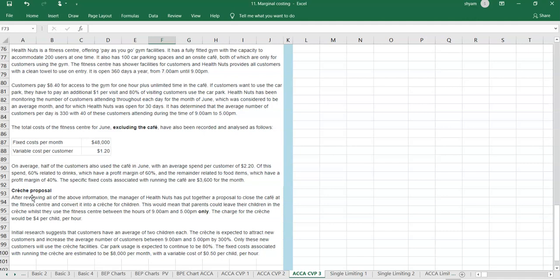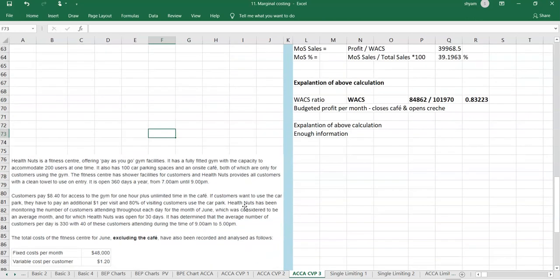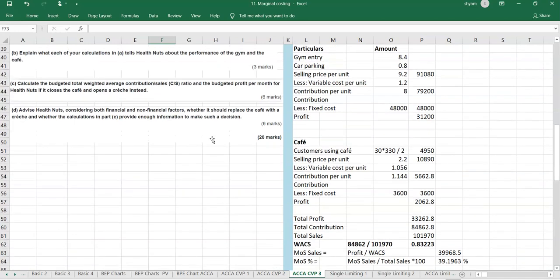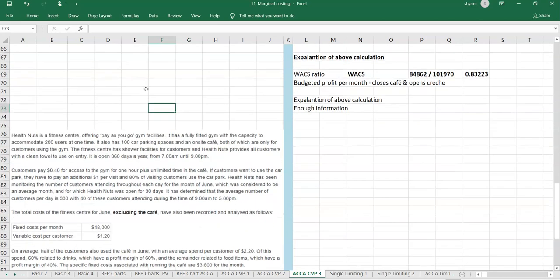So here they have the creche proposal. After reviewing all the above information, the manager of Nuts has put together a proposal to close the cafe at the fitness center and convert it into a creche. So they're going to open a creche. This would mean that the parents could leave their children in the creche while they use the fitness center between the hours of 9 and 5. Only between that time are they going to use it. So what was the question? We have to find out the budgeted profit per month.